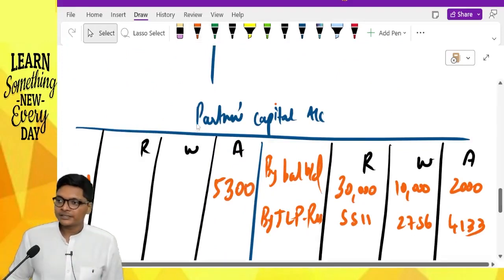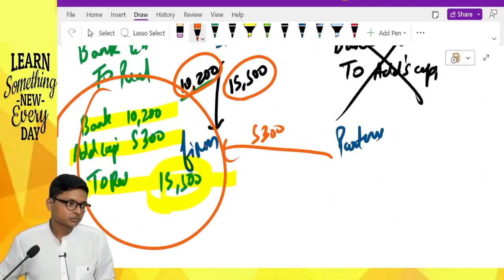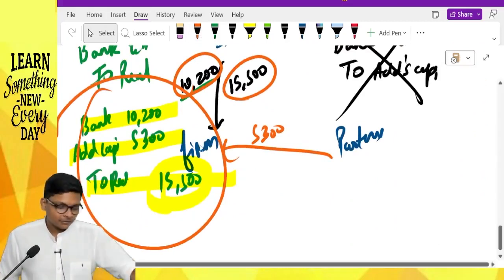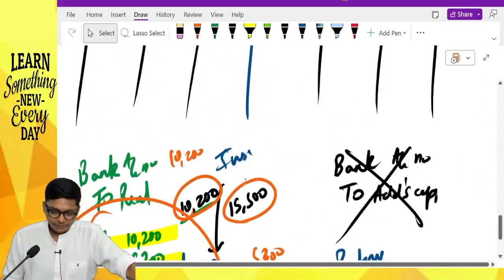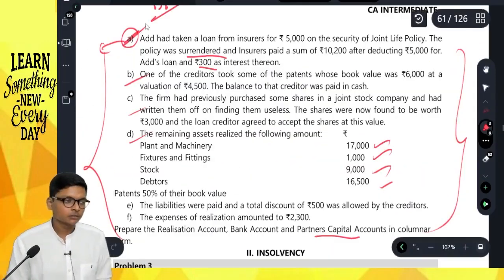Are you following, guys? Have you posted the entry, guys? Are you following, Lakshita? Understanding? Clear, guys? So the first adjustment is done. Let's go to the second one.